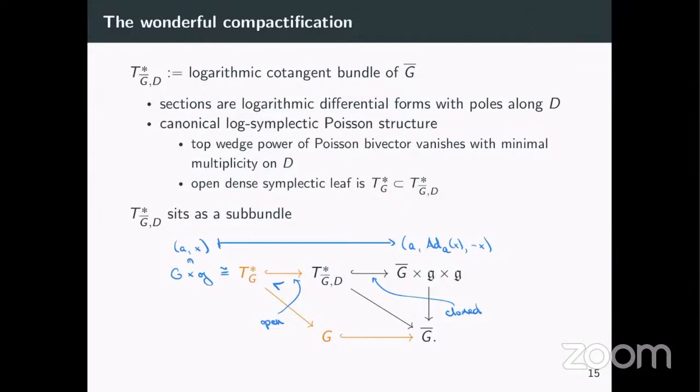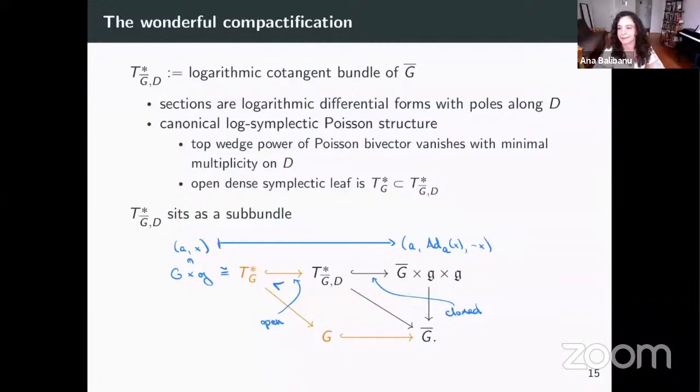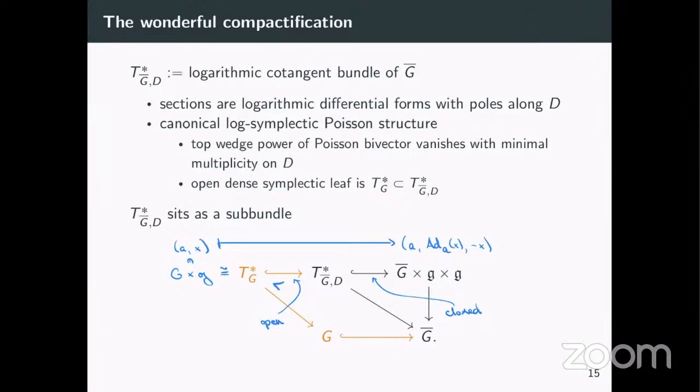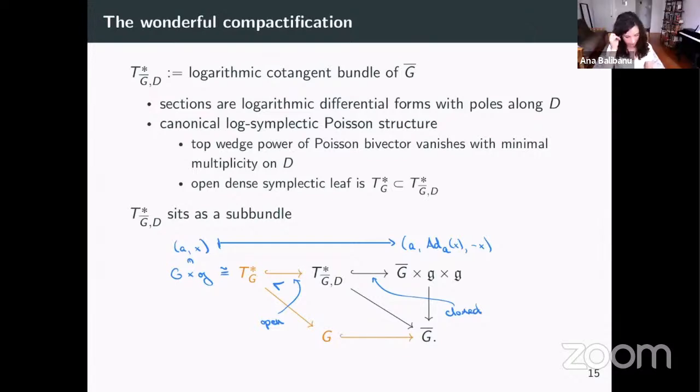So are those Lie algebras Lagrangian? Yes. I didn't say this in this talk, but if I use the realization of G bar inside the variety of Lagrangian subalgebras, which is inside this Grassmannian, then this is just the restriction of the tautological bundle on the Grassmannian to G bar. Oh, okay, thank you.